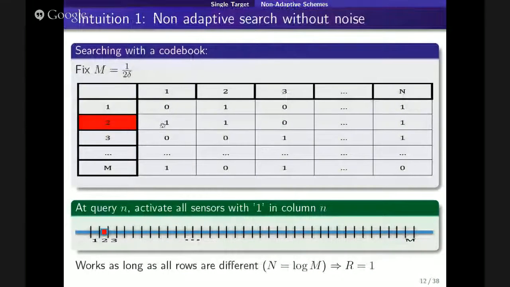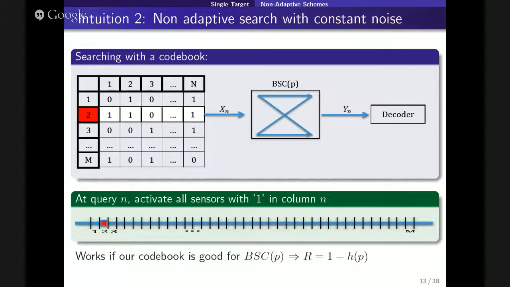What we get as output is just the line which contains the target. And in order to detect the target, you get a line as the output, and if there's no other line with exactly the same binary string, you will know which line it is. For all the lines to be different, you need n to be larger than log m. So this shows we can do it at the same rate as adaptive binary search, but with non-adaptive queries.